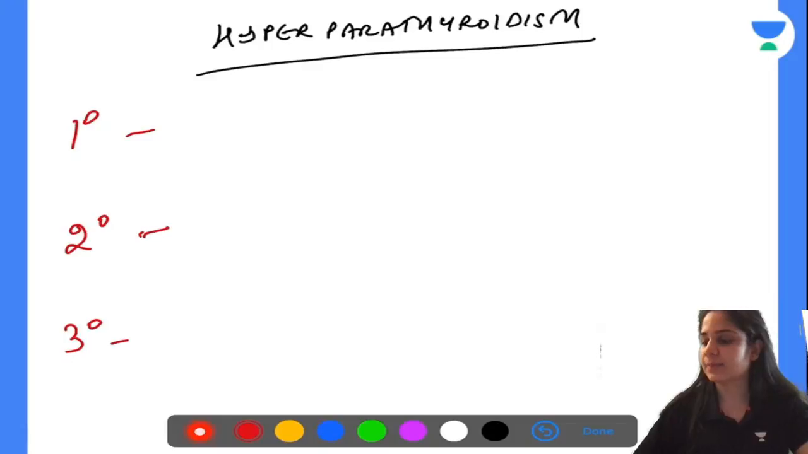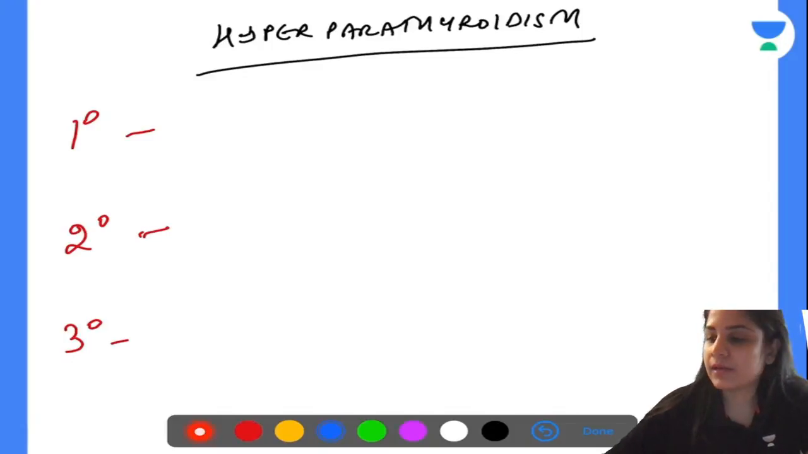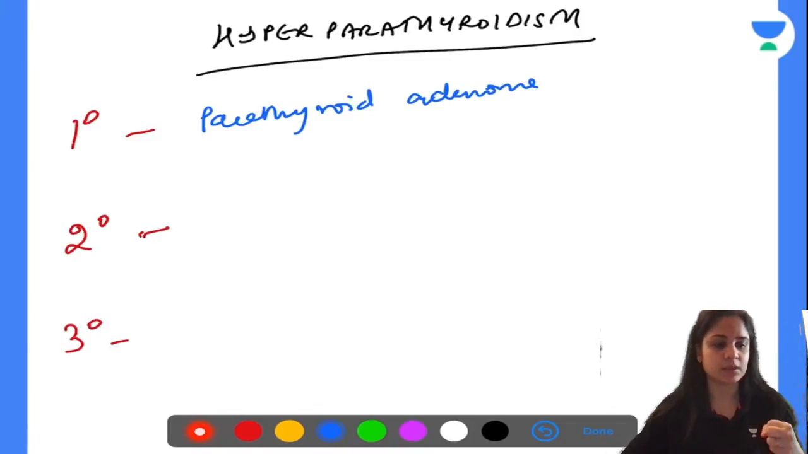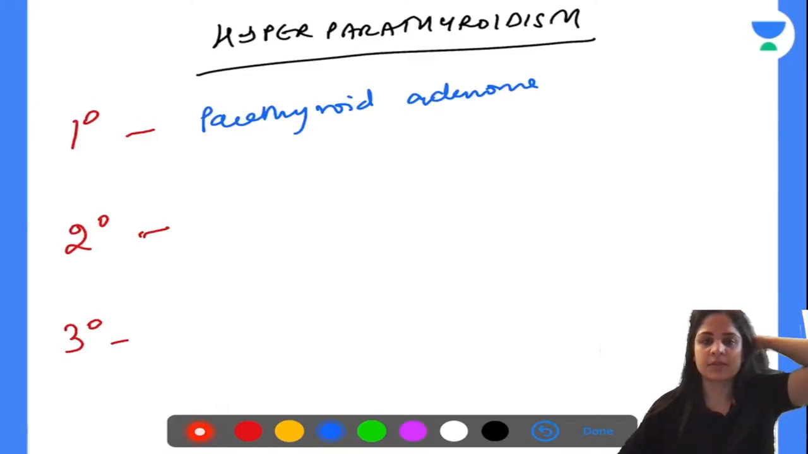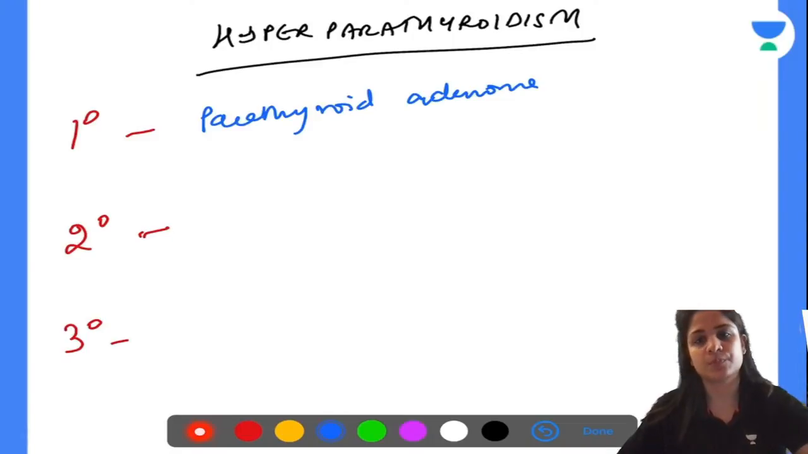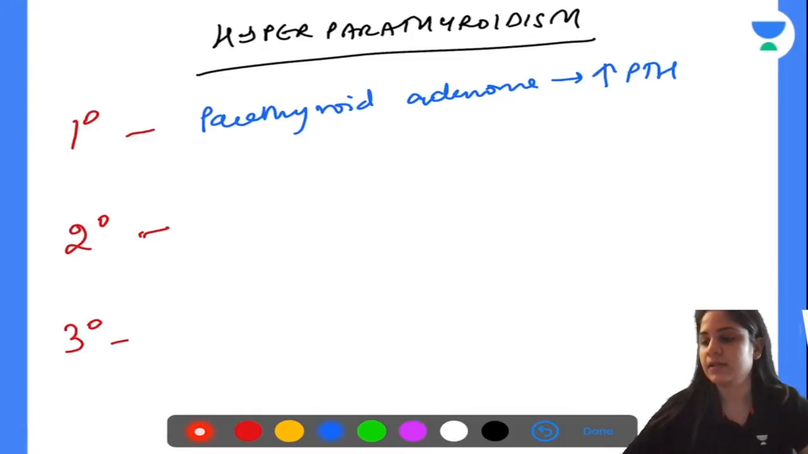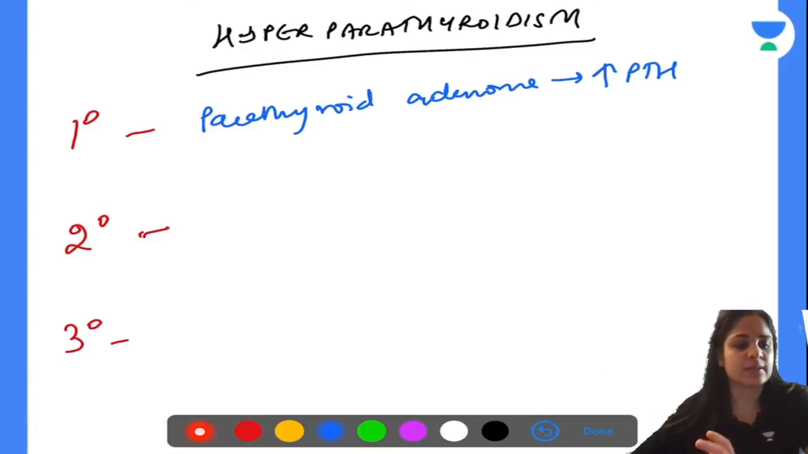Okay, so primary hyperparathyroidism is seen whenever you have a parathyroid adenoma. So you have a parathyroid adenoma, the chief cells increase and they produce more parathormone, so you will have more calcium absorbed from the gut, from the kidney, and mobilized from the bone. Okay, so parathyroid adenoma, increased PTH levels, increased calcium levels in the blood. Secondary hyperparathyroidism, it has to be secondary to something.